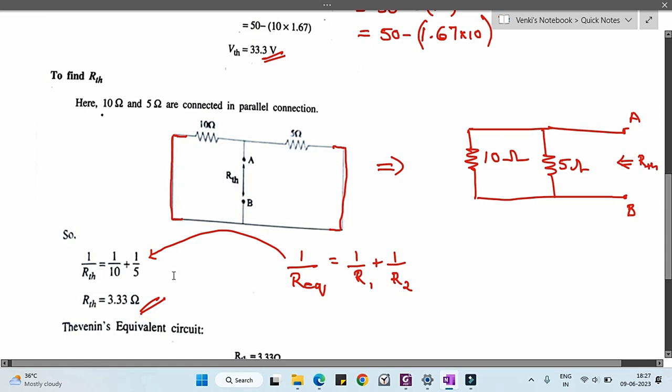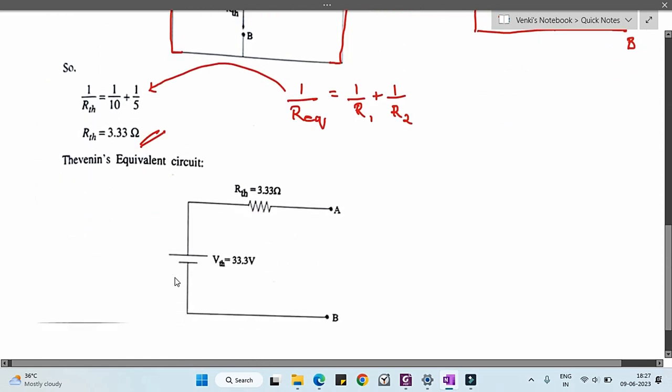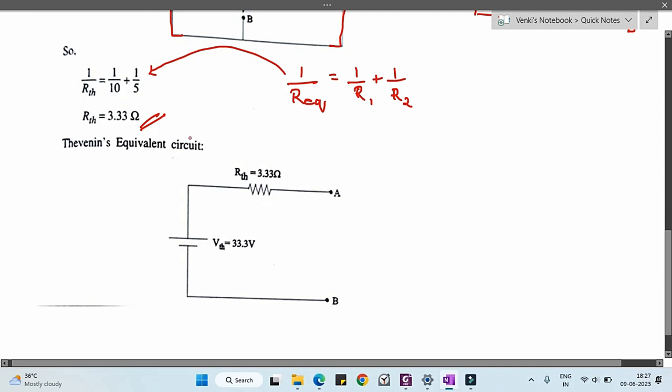So in this problem we have calculated the V Thevenin and R Thevenin. Then we can draw the equivalent circuit for this given circuit. Finally, the Thevenin equivalent circuit is nothing but V Thevenin in series with R Thevenin. So this is the thing that we needed to calculate.